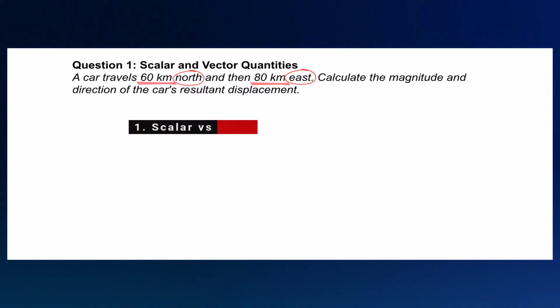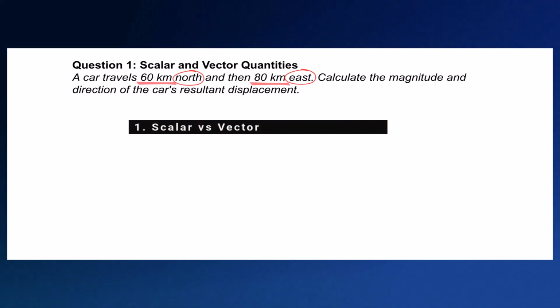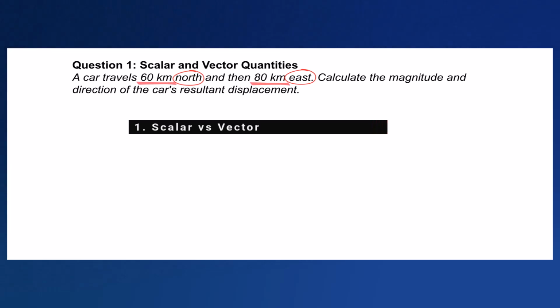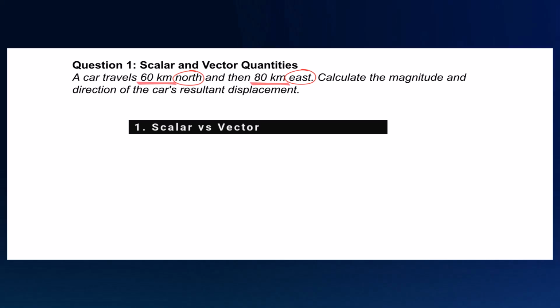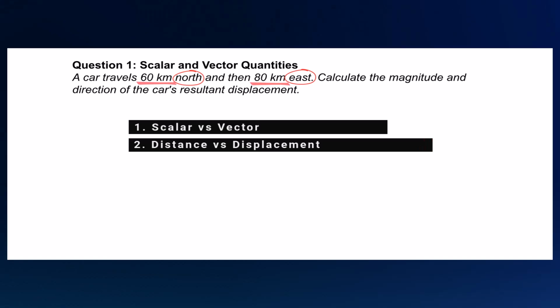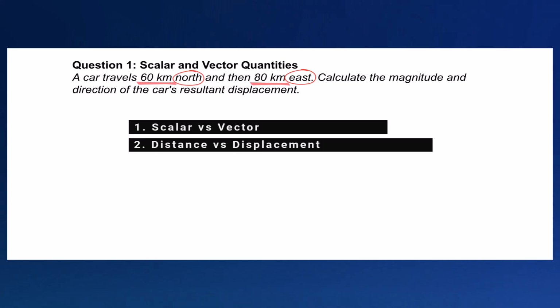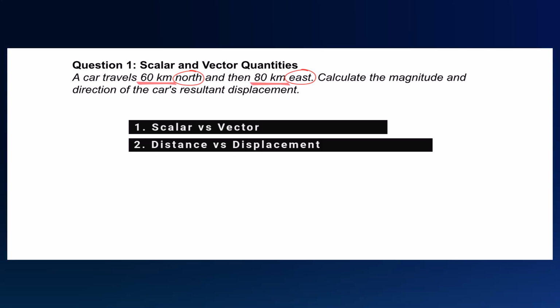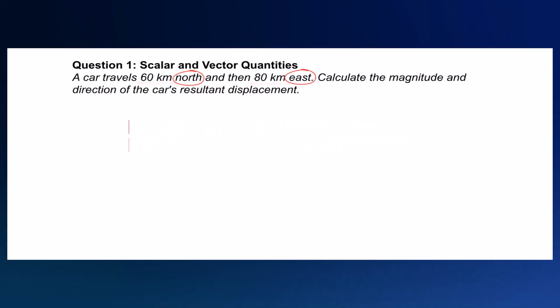The first key point is understanding the distinction between scalars and vectors. If we consider only the distance traveled and ignore the direction, we will arrive at an incorrect answer. The second key point is differentiating between distance and displacement. This question specifically asks for displacement, which is a vector quantity. If we mistakenly calculate the distance instead of the displacement, we will arrive at an incorrect answer. Understanding the difference between these two concepts is critical for solving problems in kinematics accurately.